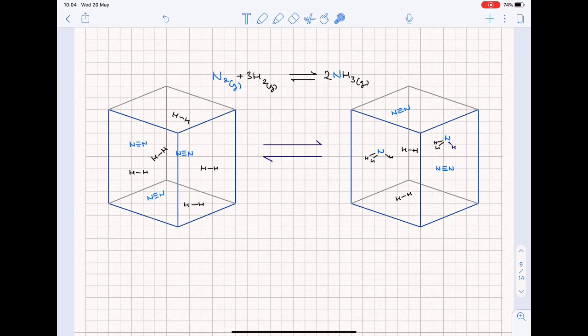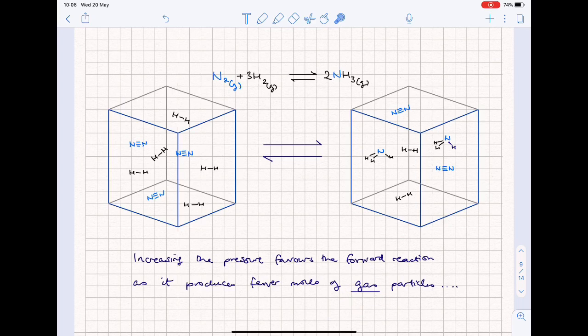So in this case you can see the number of atoms in total are the same on both sides, but reacting forwards will give us fewer molecules, so we have fewer particles in total in that container, so therefore there'll be fewer collisions with the container walls in a given time, leading to a lower pressure. So if you just say that increasing the pressure favours the forward reaction to produce fewer moles of particles and therefore reduce the pressure, that won't be accepted in the exam for the mark. You must include the word gas, otherwise you don't get the marks.